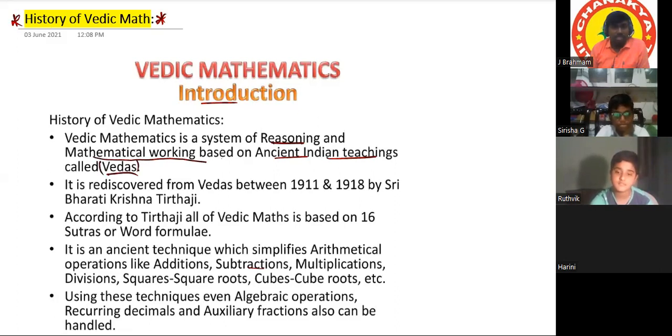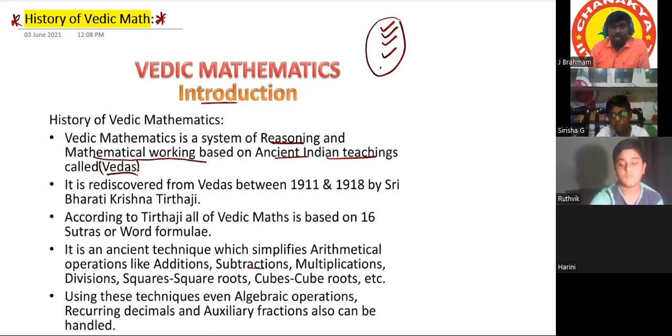Our ancestors, our ancient Indians, learned only Vedas. They didn't know this mathematics. They didn't know the science, physics, chemistry, all these things. They knew only Vedas, and in the Vedas everything is covered. Maths, Telugu, science, social, everything is covered in Vedas. That's why they didn't need individual different subjects. They learned all these things in Vedas only.